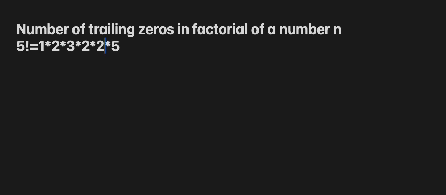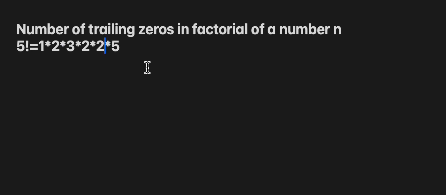So for example, here 1 into 2 into 3 into 4 into 5, I can say that every even number has at least one prime factor of 2, and 5 repeats only after every 5 numbers, for example 5, 10, 15, 20, 25, 30, right? So I can just count the number of 5s to get my answer, right? So I don't even have to count the pairs.